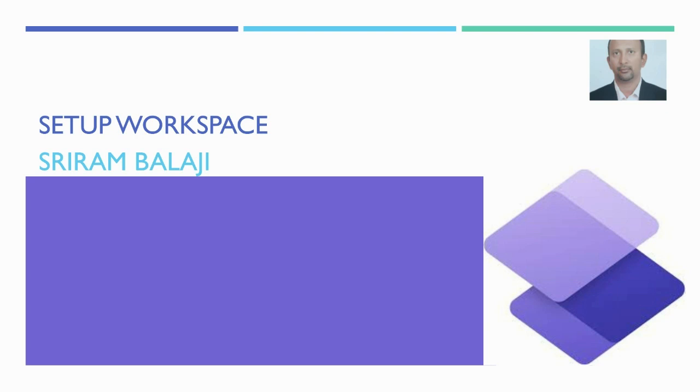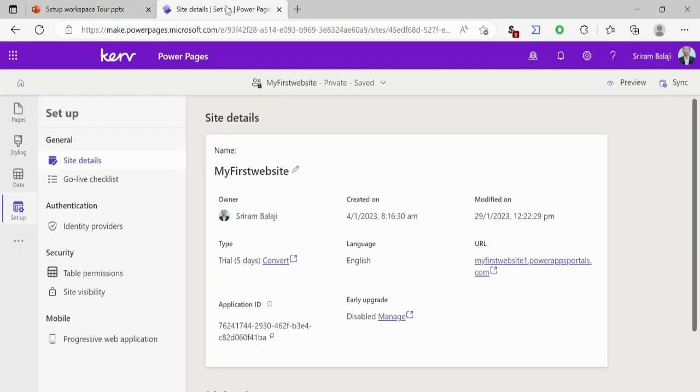In this video, I'll be walking you through the setup workspace in Power Pages. Let's get started. Let's open Design Studio. So in Design Studio, select the setup workspace. The setup workspace is used to configure the key aspects of your website.